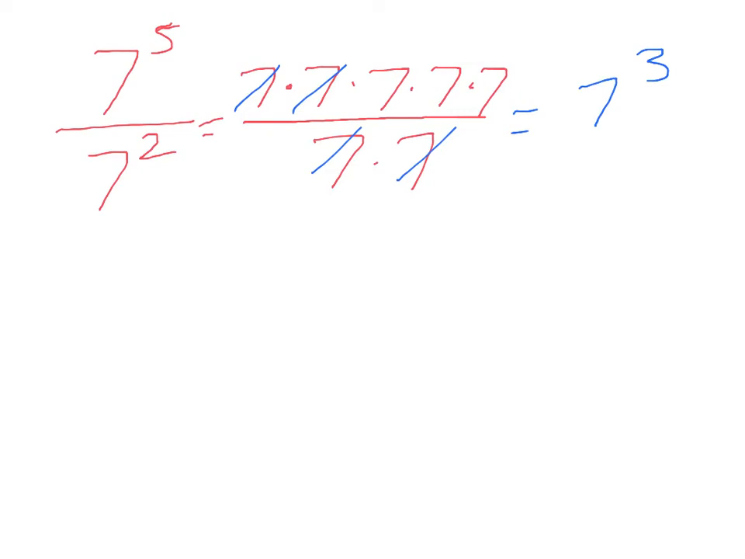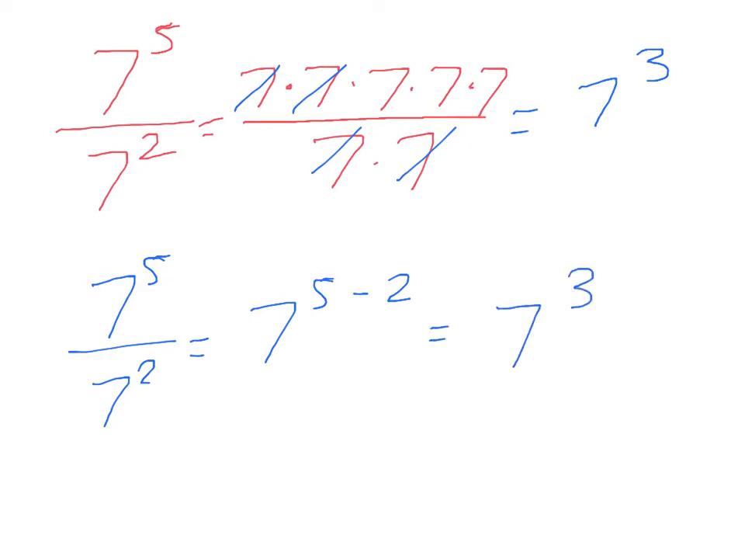Yeah, I know, you all figured it out already. It is that simple. All I had to do from 7 to the 5th divided by 7 squared was go 7 to the 5 minus 2, and yes, that would have given me 7 to the 3rd power.